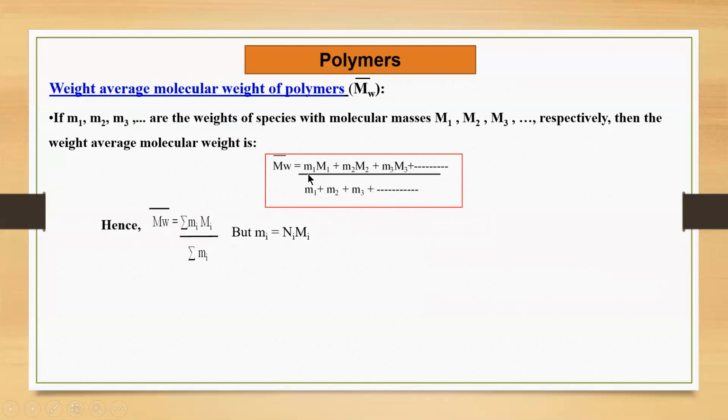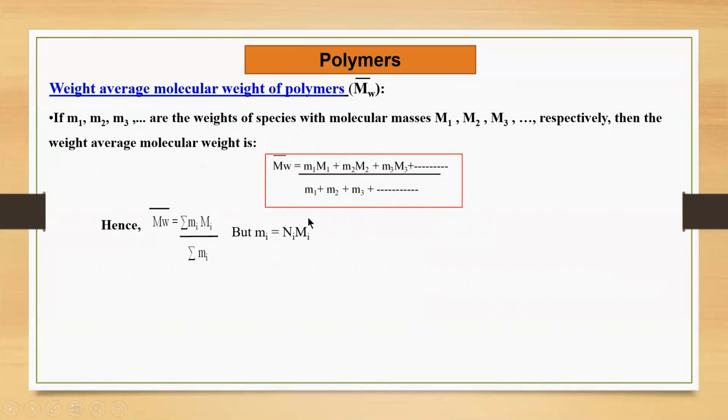I would like to mention that in what we did in number average, we considered the number of molecules instead of weights of the species. And there we took N1 into M1. Here we are multiplying w1 into M1. Similarly, if I take the summation of all, Mw bar is represented as summation of wi into Mi divided by summation of wi, that is the total mass.